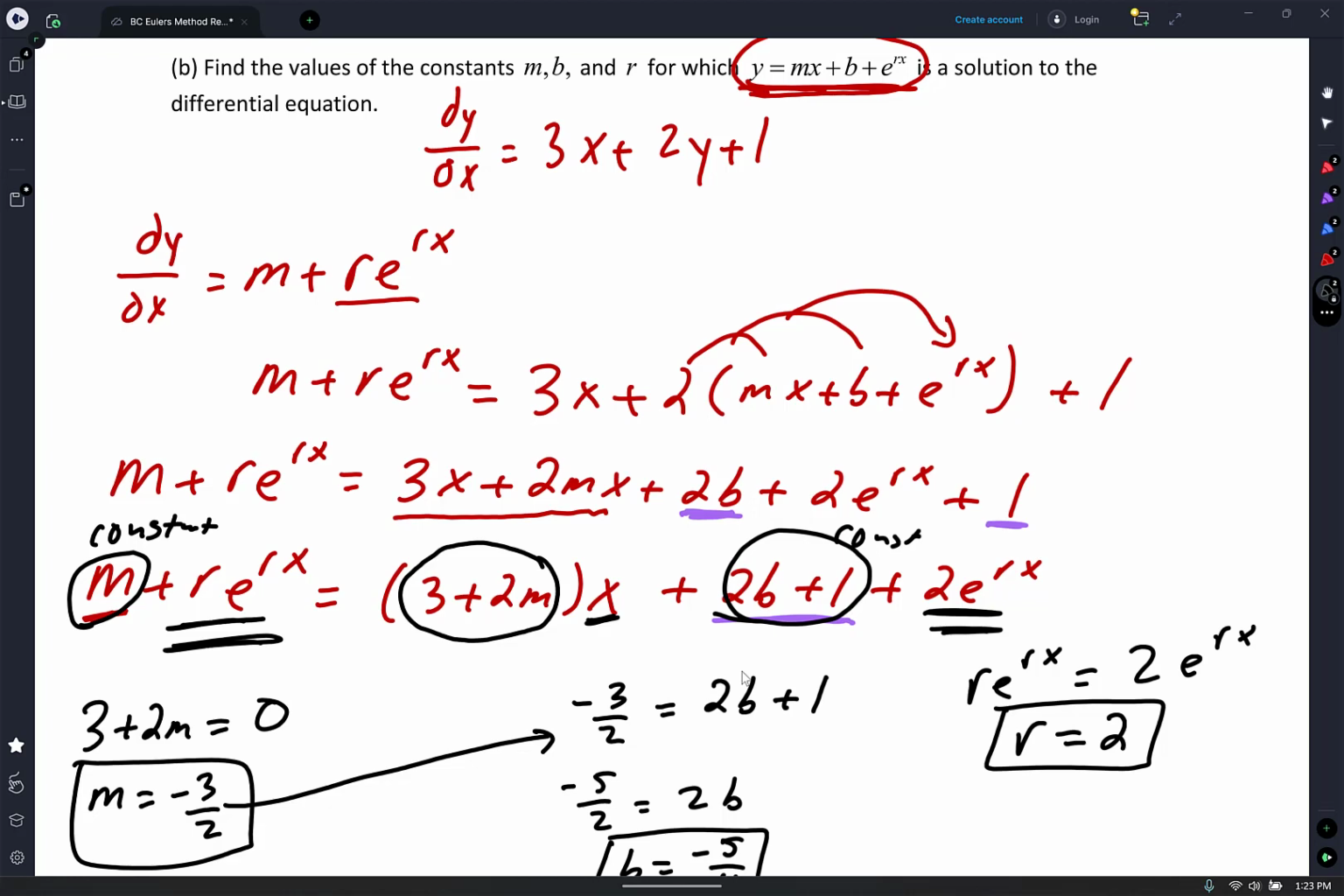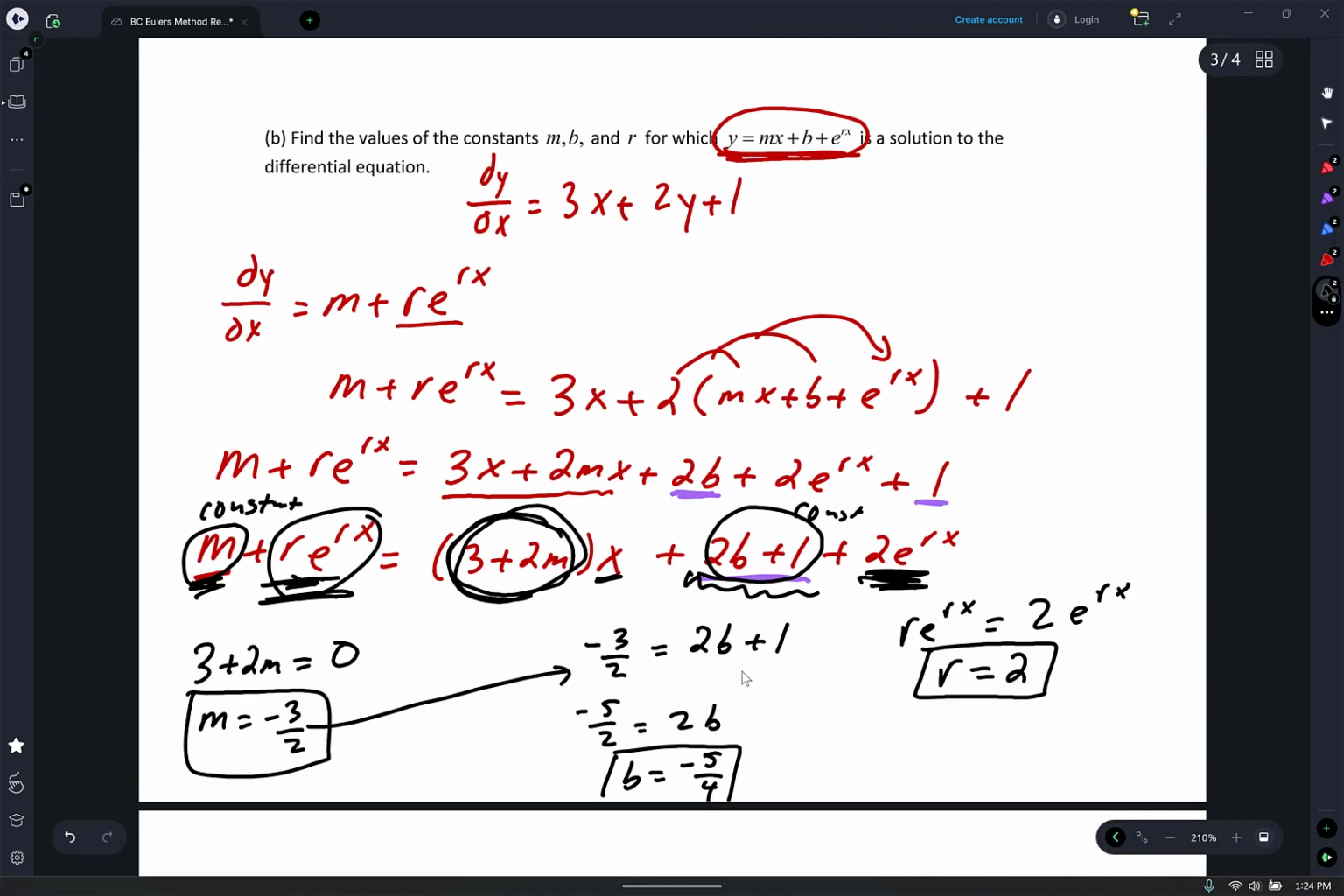2e to the rx, what has an exponential? This e to the rx. So this exponential part must equal this exponential part. It must. You know what I mean? And then you're right, m is a constant, but I got lucky that I had all this stuff that is also just a constant. And on the left side, there's nothing that has an x on it. So this x, you can't set x equal to 0, but you can set this expression equal to 0. You know what I mean? Correct. All right, I think we're good.